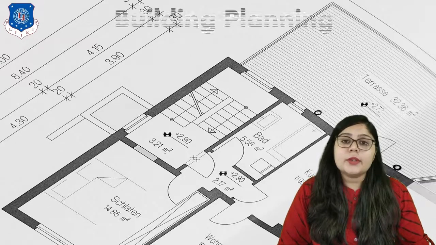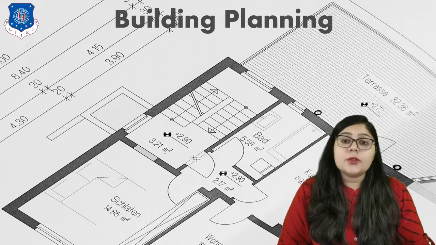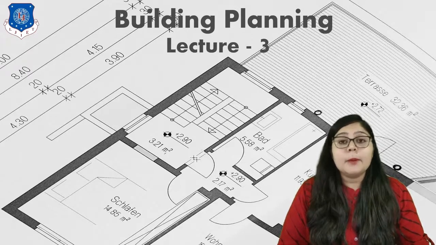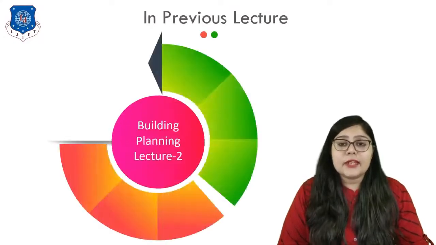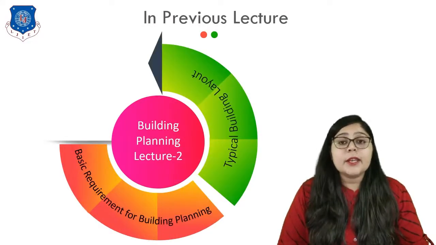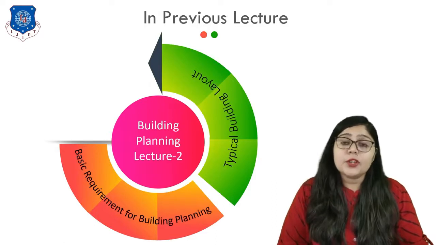Today we are going to discuss building planning. So let us start our lecture number 3 for building planning. But before that, let us recall what we have learned in the previous lecture. We have discussed basically two topics, the first one is the basic requirements for building planning, and secondly the typical building layouts, right?